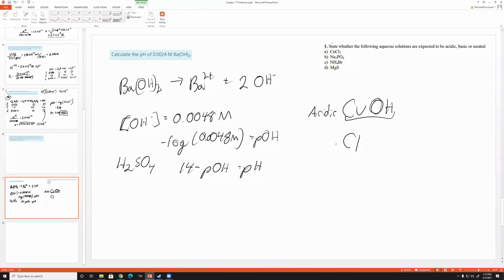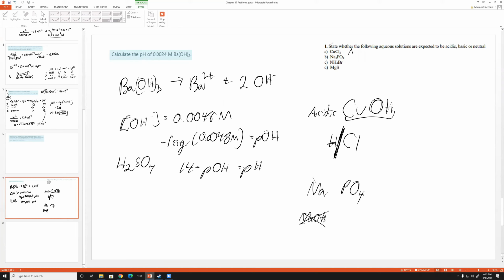Meanwhile, chlorine, its acid form is HCl. That's a strong acid. So that won't form at all because hydrogen will just dissociate immediately and be deprotonated. So that won't have any effect on the pH. So for copper chloride, I'll put A for acidic. For sodium and phosphate, same approach. For sodium, the base version of sodium is sodium hydroxide. That's a strong base. That's not going to have any effect on the pH because the sodium will completely dissociate from the hydroxide.